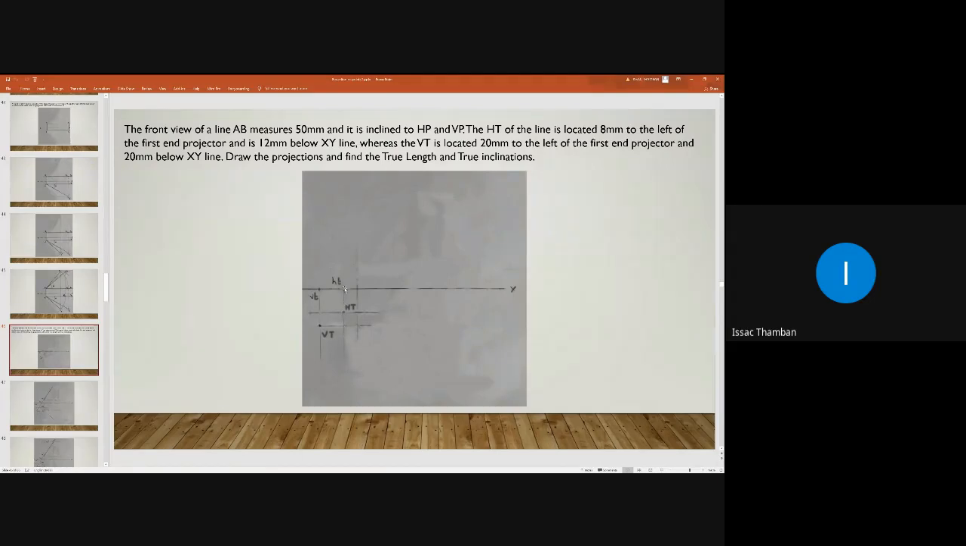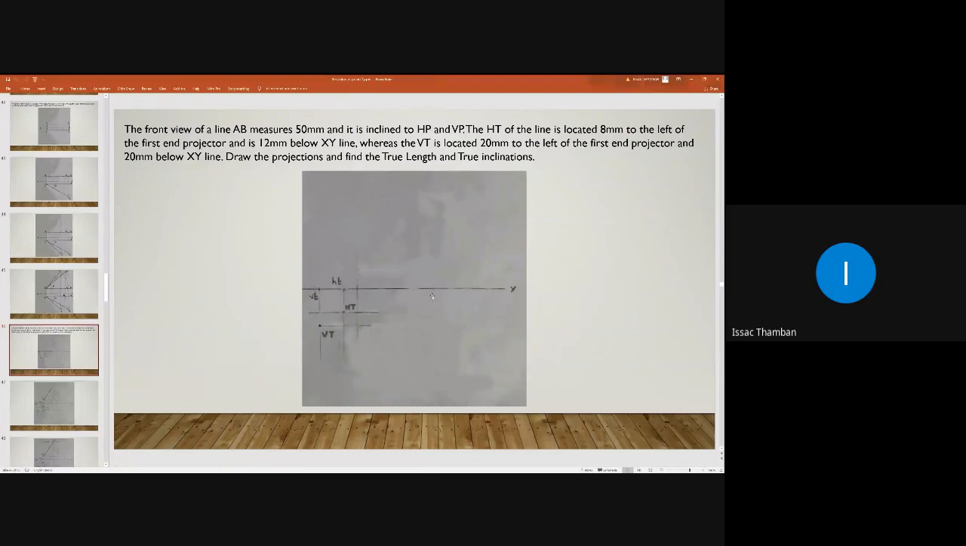Then you have a vertical projector line, and it is meeting the XY line here. You can name it as small h, and this is the position where the elevation extended is meeting the XY line, and this is VT. What is small v? Small v is the position where the plan extended is meeting the XY line.